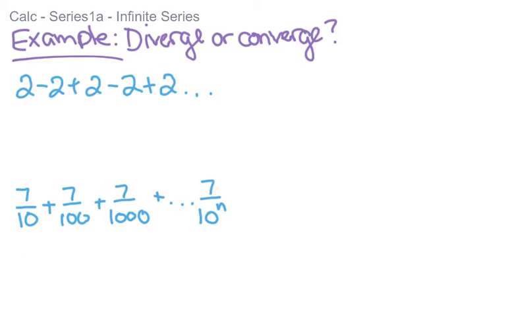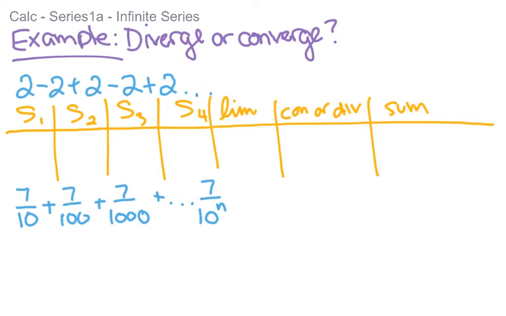Here are a few examples. We're basically trying to decide if these series diverge or converge. So with the first one, we have the number 2 being subtracted and added to itself until infinity. So if you notice, the first term is 2, and then the second one is negative 2, and positive 2, and so on. So the partial sums of this particular series change as the number of terms increase. So what we could do is find the partial sums of this particular series.